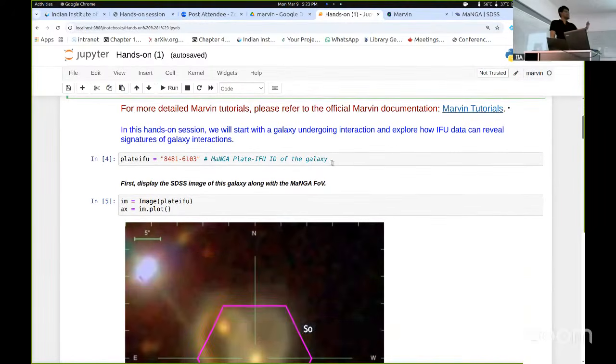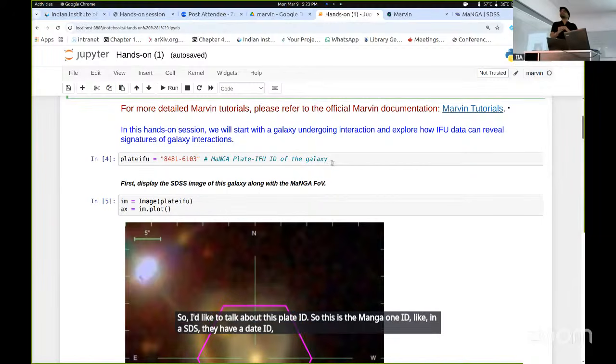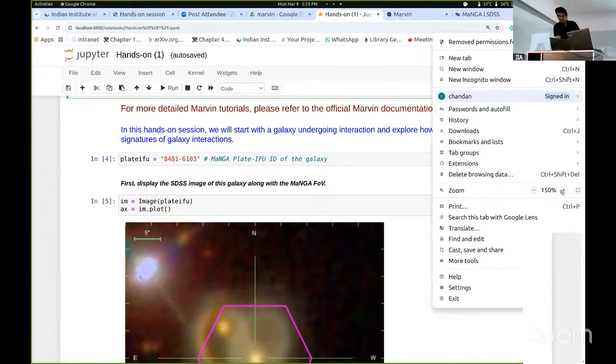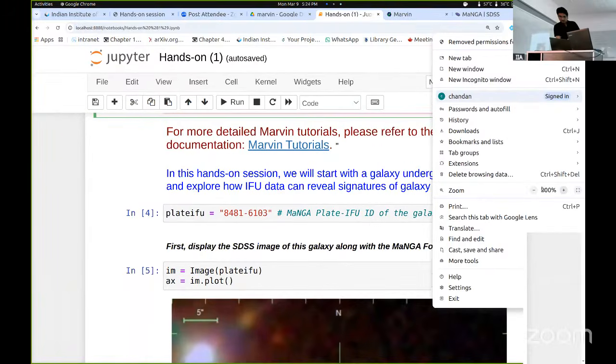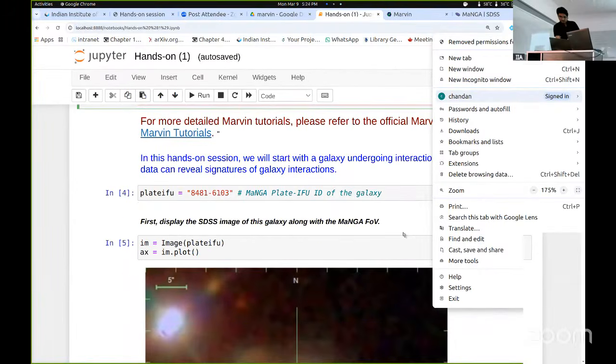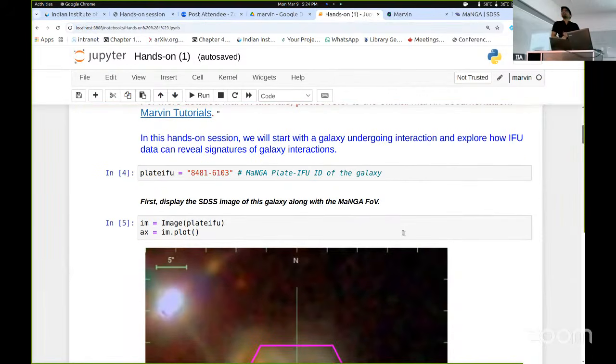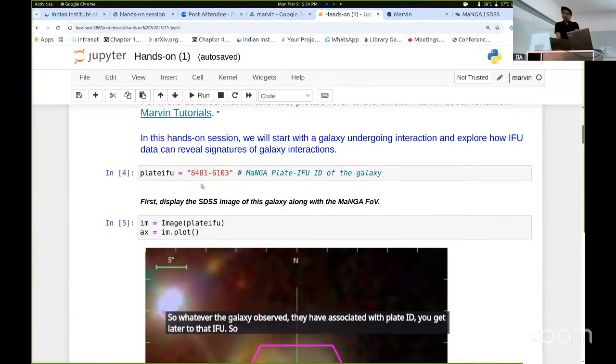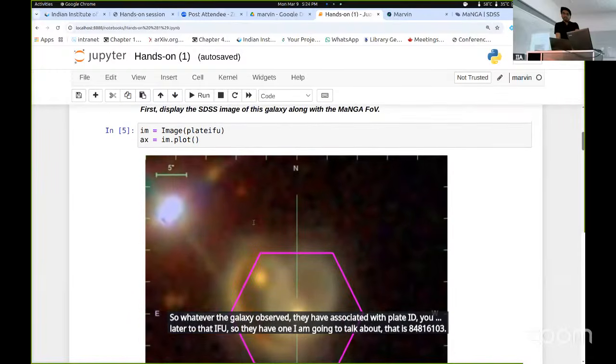So I'm going to talk about this plate IFU. This is the MaNGA ID, like in SDSS they have a plate ID. Whatever galaxy they observe, they have an associated plate IFU related to that IFU. The one I am going to talk about is 8481-6103. So you can see the image of this galaxy.